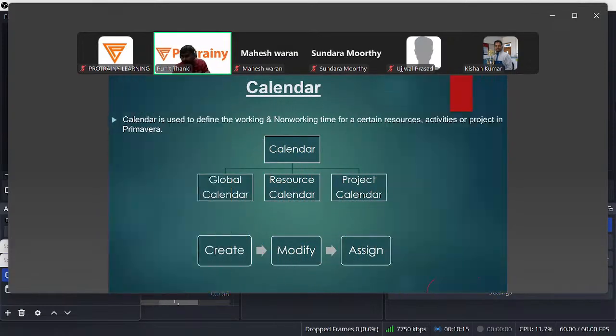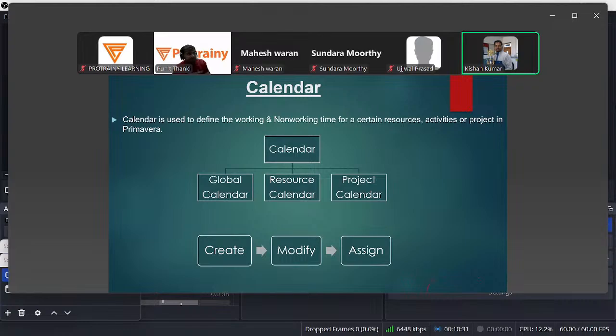Now, one of the important concepts, that is calendar. Calendar is also important. Kishan Kumar sir, in Qatar, Friday will be a holiday, if I'm not wrong. Right, sir. Right.